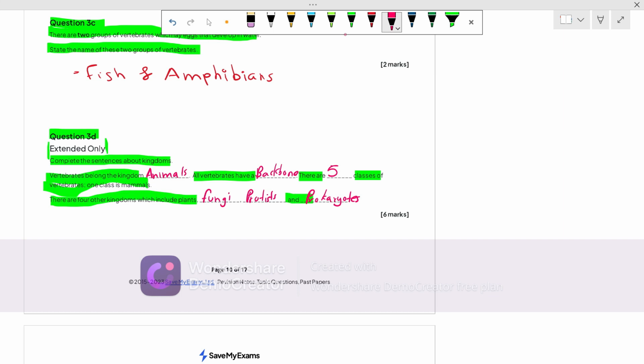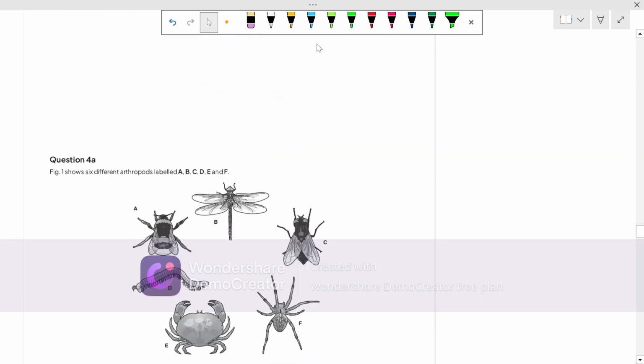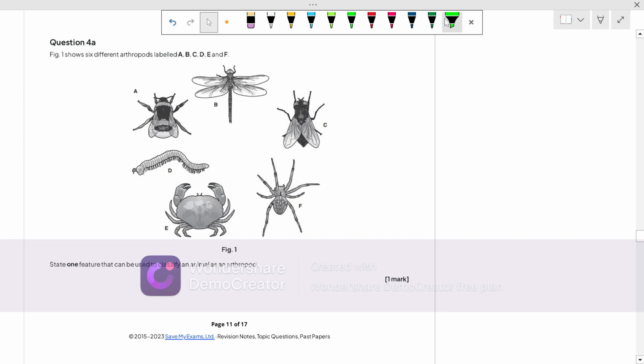From these kingdoms, all classes of vertebrates have a nucleus and are eukaryotic. Animals, plants, fungi, and protists are all eukaryotic. They have a nucleus present in their cells, while prokaryotes are organisms that have a cell without a nucleus. Nucleus is absent. Let's go to the next question.